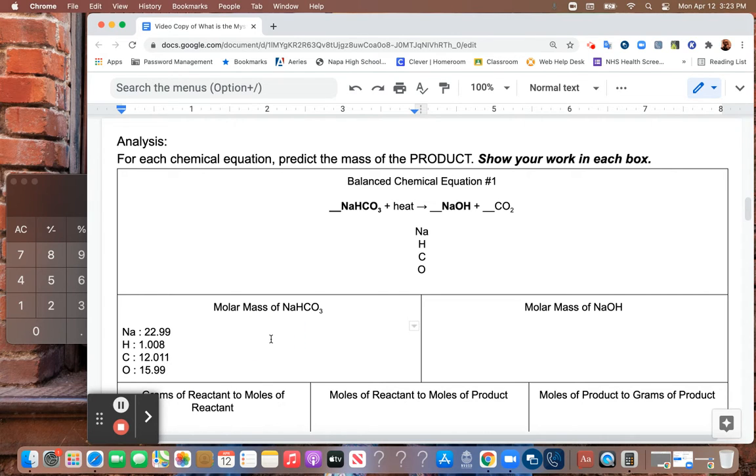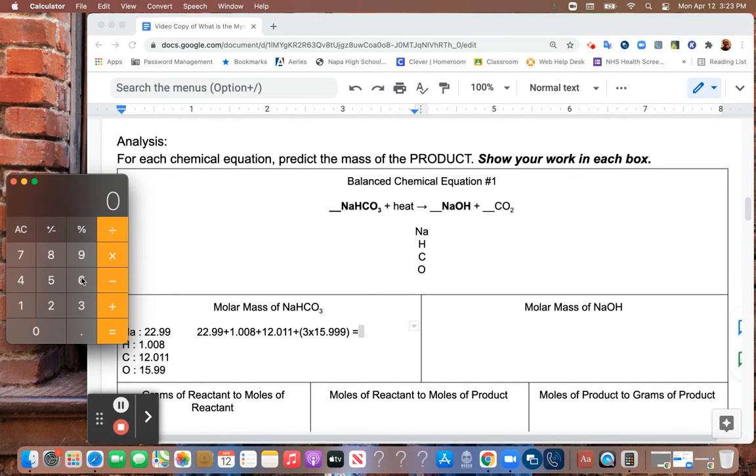So then the question just becomes, how do I get my answer? Well, add up all the answers, which means I'm going to do 22.99 plus 1.008 plus 12.011 plus, here's where it gets tricky, 3 times 15.999. The reason I had to multiply this by 3 is because there are 3 oxygens. I know there are 3 oxygens because there's a 3 right there.